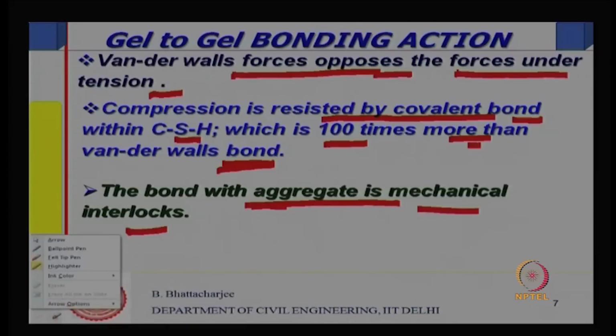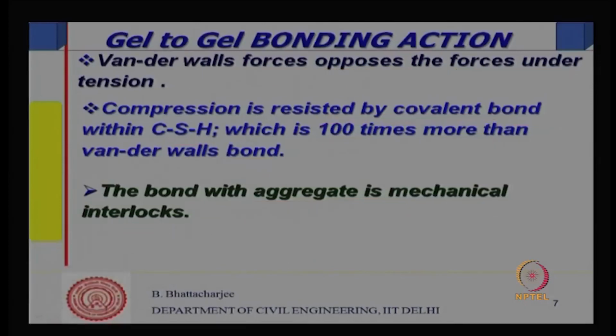Gel to gel is mechanical interlocks, right. So, that was the bonding action. Why cement can bond itself, cement paste, you can't separate out cement paste itself, that is the reason. But their bonding with aggregates of course is mechanical interlocks. We will look into it sometime later on when we look into the concrete strength.